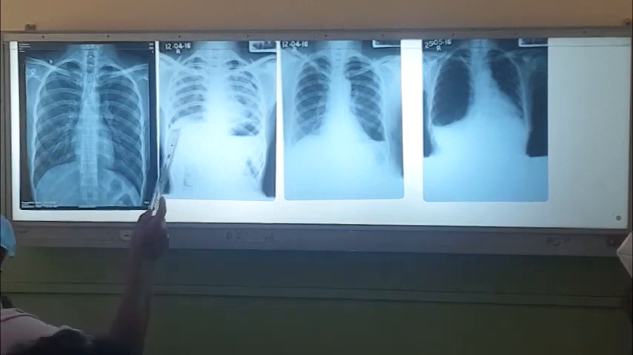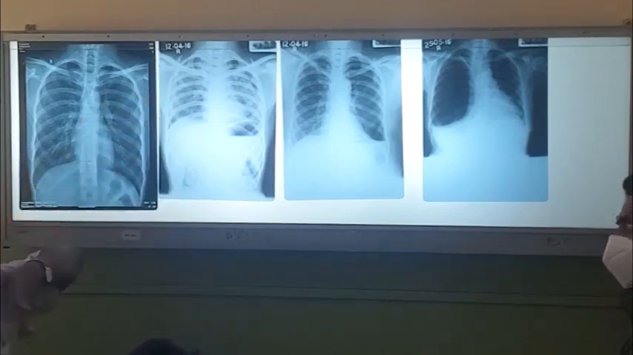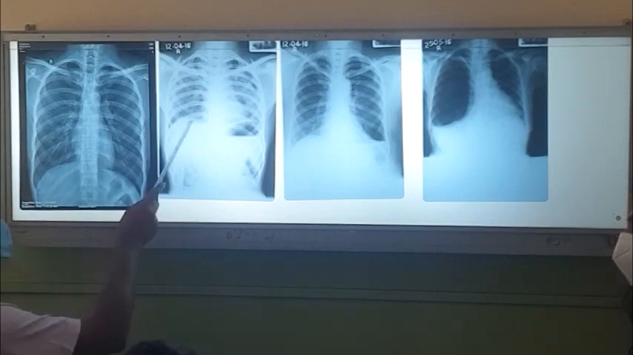And why this is expiratory? Because of the fibrosis, he can't take a deep breath, right? He has restrictive lung disease because of severe fibrosis. He can't take a deep breath. So this is what he can take.